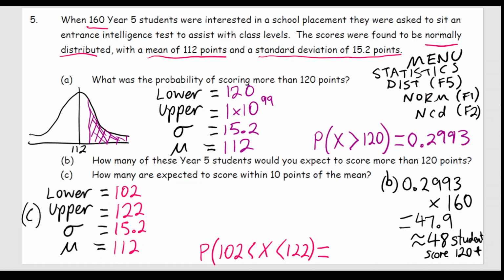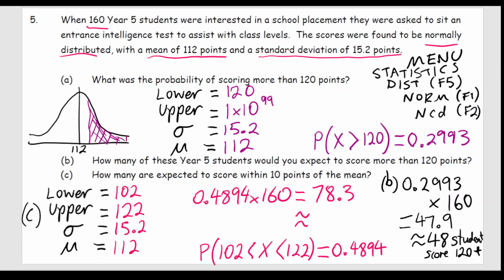We're going to see that our P, or our probability, is equal to 0.4894. Now we need to figure out how many of those students, so we're going to multiply this probability by 160. So we're going to get 160 times 0.4894, which is 78.3. So about 78 students score between, this is getting messy now, 102 and 122. So that's the kind of statement that we want to put at the end of an answer.